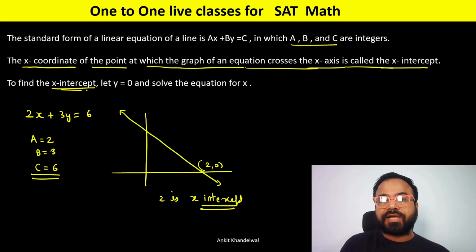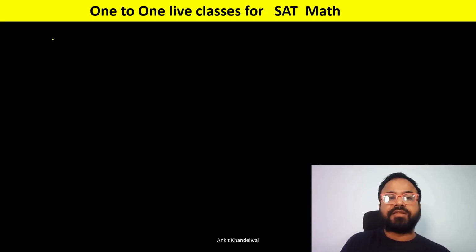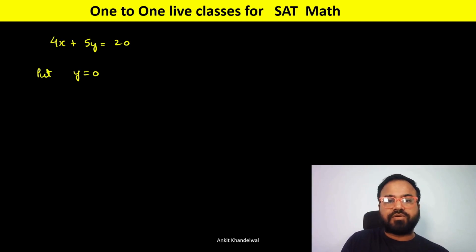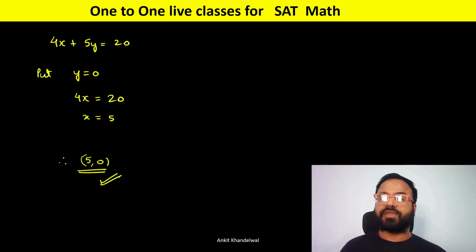And to calculate the x-intercept, we just have to put y equal to 0 and solve the equation for x. Just like, suppose I say there is another line like this, 4x plus 5y equals 20. If I want to find the x-intercept, it means where it is crossing the x-axis. So put y equals 0. If I put y equals 0, so 4x equals 20. So x equals 5. So 5 is called the x-intercept, or you can say the line is passing through (5, 0).